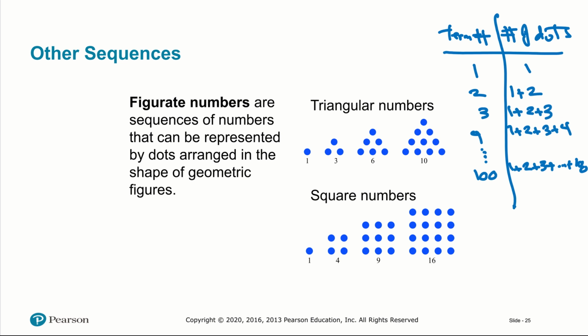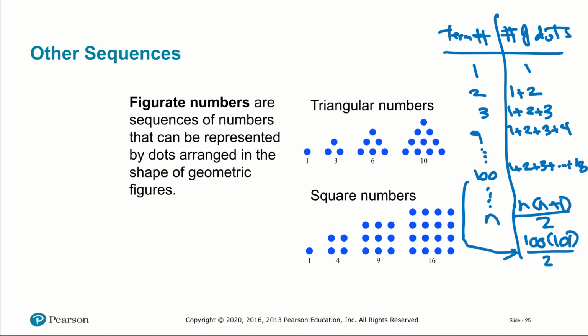Now, if you recall, we actually ended up figuring out what the nth term would be, and that term was n times n plus 1 over 2. So for 100, it'll be 100 times 101 over 2. And if you recall, let's calculate it again.